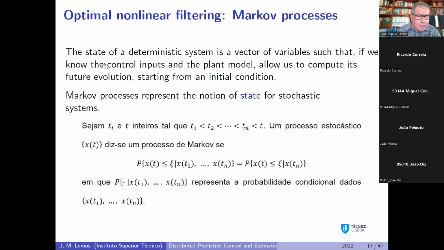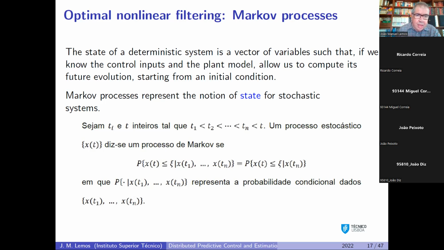I've written here at the top the definition of state. For a deterministic system, it is a vector of variables such that if you know the control inputs in the plant model, and you know the state at one instant of time, it will allow you, together with the input and the model, to compute what happens in the future.